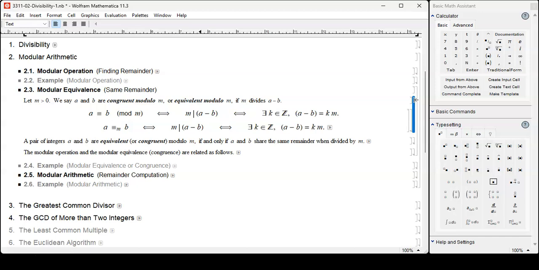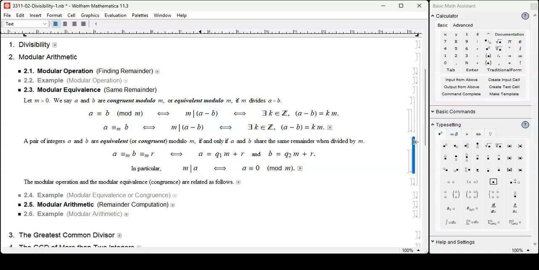Now, how are they related to the modular operation? Aspect number 1 is like this. A pair of integers a and b are congruent modulo m if they share the same remainder. And the remainder computation is the modular operation, so that's how they're related. Here we go. You can write a and b with the division algorithm, q1m plus r and q2m plus r. They share the same remainder, and that's the same as a and b being congruent, both congruent to r.